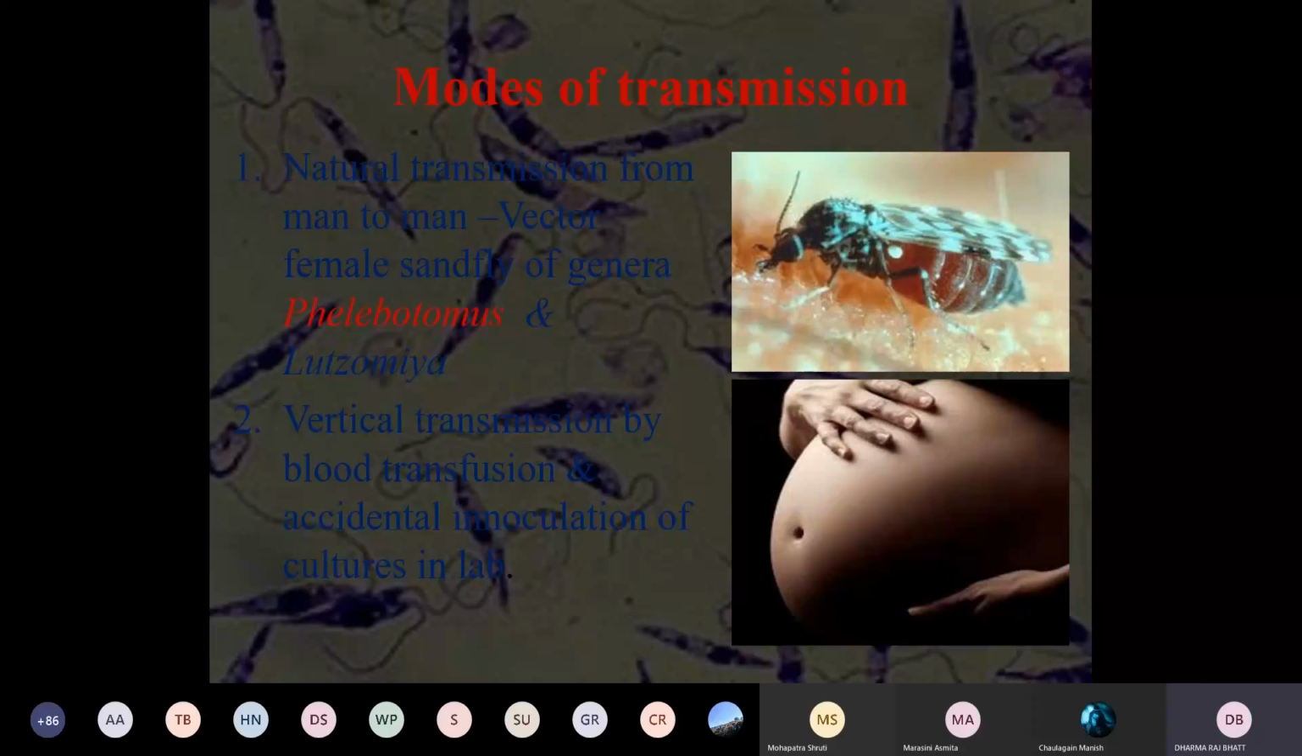Right, so we have bacterial agents which are transmitted by vectors. We have parasitic agents which are transmitted by vectors. We have viral agents which are transmitted by vectors. What about fungi? Any fungal agents which are transmitted by vectors?